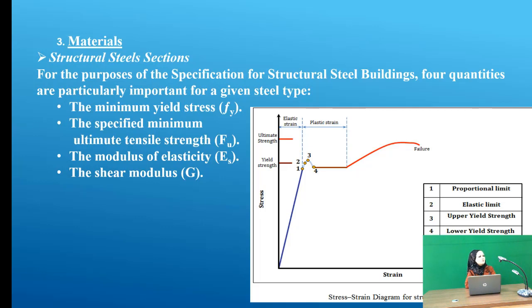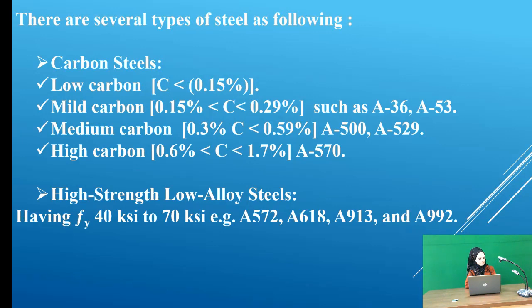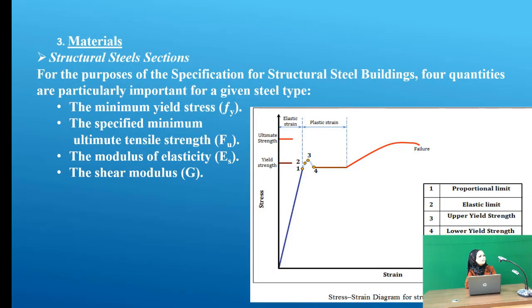Materials. The materials used in structural steel can be summarized as structural steel sections. For structural steel sections, there are properties, and four quantities are particularly important for given steel types. We should know the minimum yield stress, Fy, the specified minimum ultimate tensile strength, Fu, the modulus of elasticity of steel, Es, and the shear modulus.